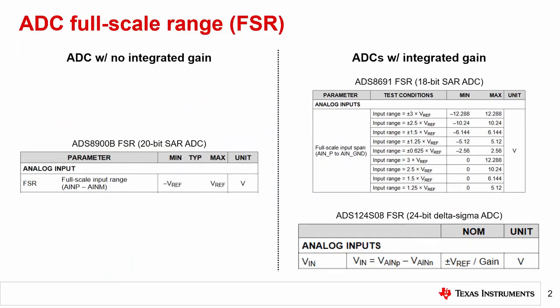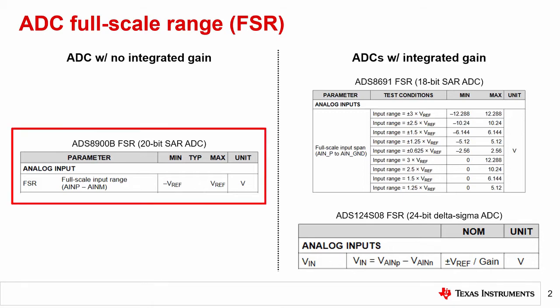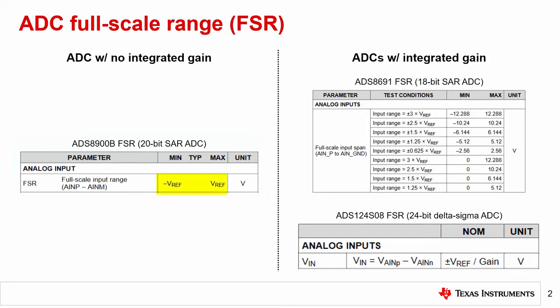The full-scale range, or FSR, of an ADC represents the maximum input signal the device can accept and is related to the reference voltage Vref. For example, the table on the left shows the FSR for the ADS8900B, a 20-bit SAR ADC with fully differential inputs and no integrated gain stage. This device has an allowable FSR of plus or minus Vref as shown.